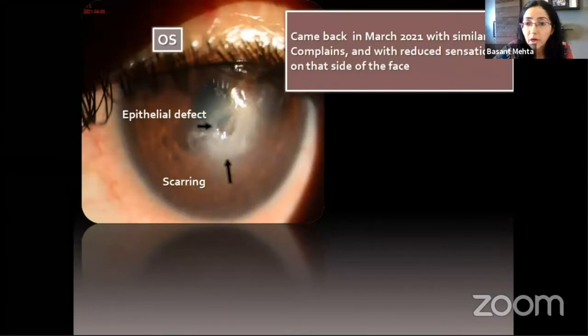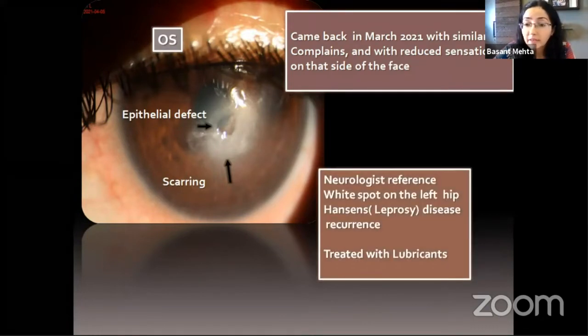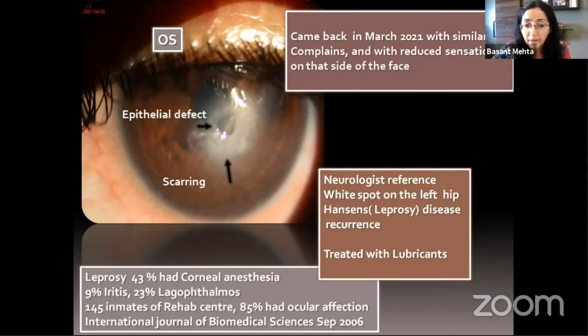He came back in March this year with similar complaints, reduced corneal sensation, and this time he also had reduced sensation on that same side of the face. So I thought maybe I'm missing something. I sent him to a neurologist who then sent back a note to me that he's a known case of Hansen's disease, and he's got a recurrence at the moment, and he's already on multi-drug therapy. We sort of failed to elicit this history from him, and maybe he was shy to share it with us. We anyways treated him with lubricants and bandage contact lens.